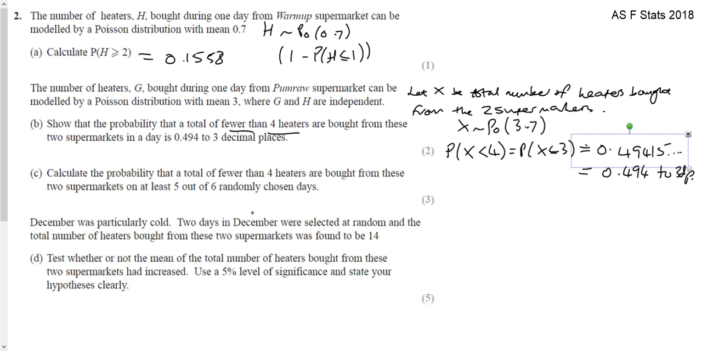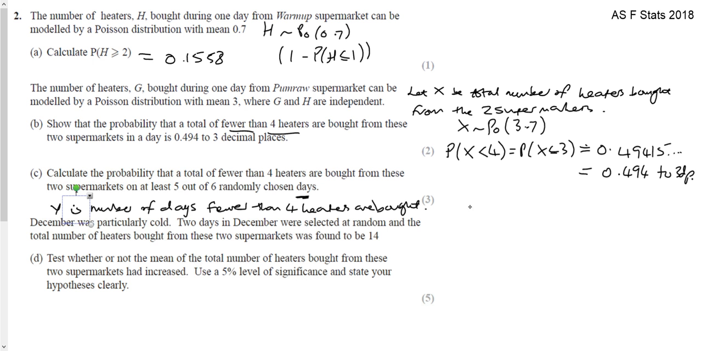Okay, so then another favourite thing with the Poisson is to link it with the binomial. So now, rather than talking about the number of heaters bought, they're talking about the number of days on which a total of fewer than 4 heaters are bought. So kind of change what we're talking about. So now if we say Y is the number of days fewer than 4 heaters are bought. So it's clear, it's good to get it clear in your head what you're talking about.